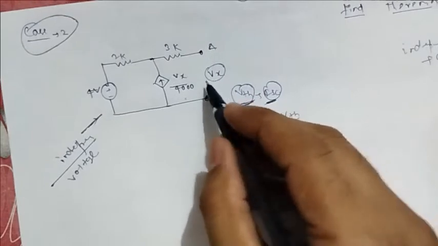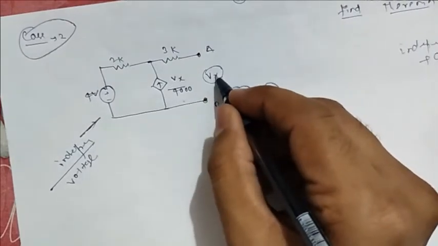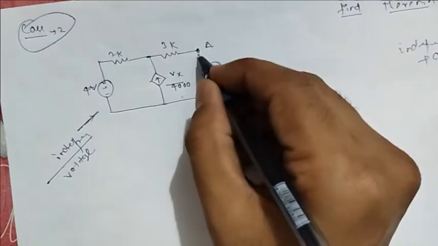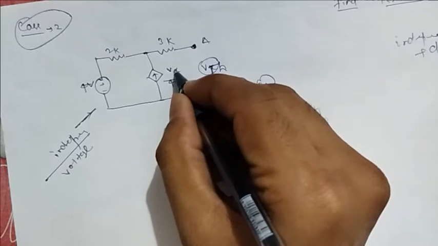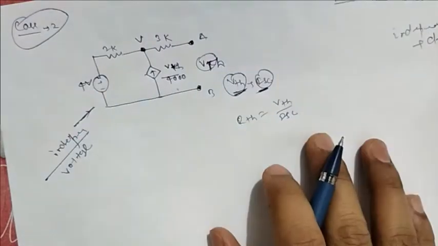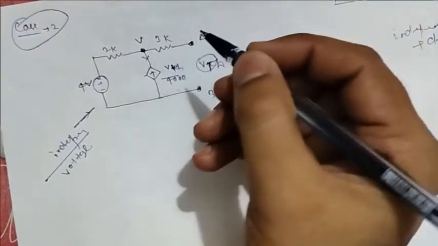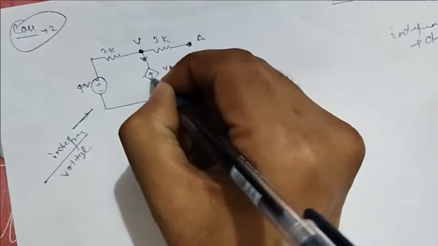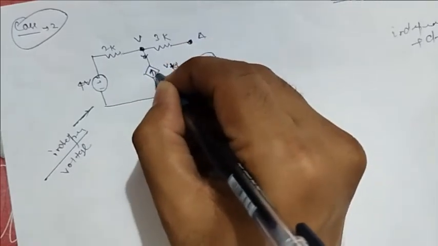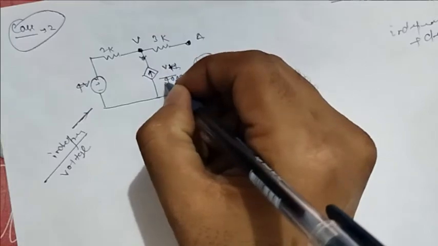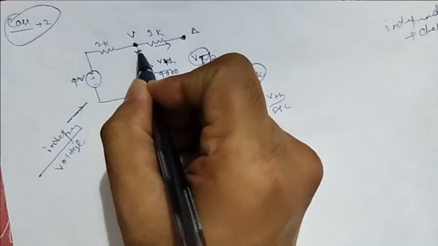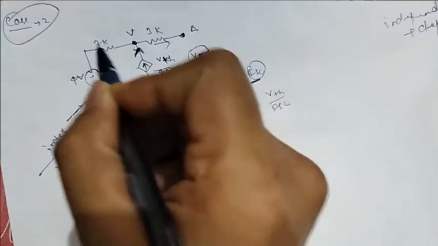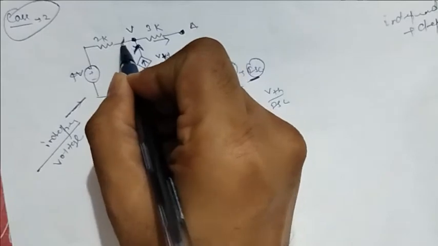Now I assume this Vx is VTH, because this is the VTH we need to find, so this Vx will be VTH. Now suppose this voltage is equal to V. The current is coming from this side, because this is a current source, and this current is not going to come through this side because this is open circuit. The current coming through this must be equal to the current going through this.